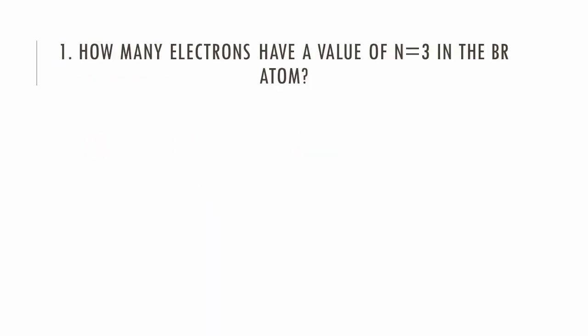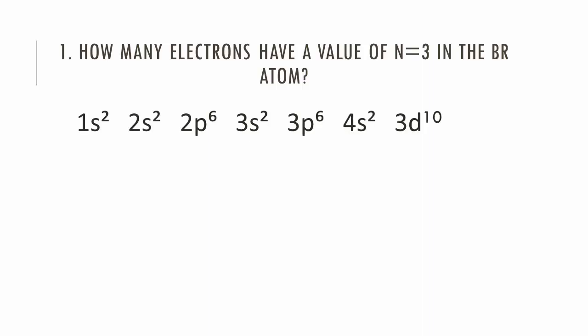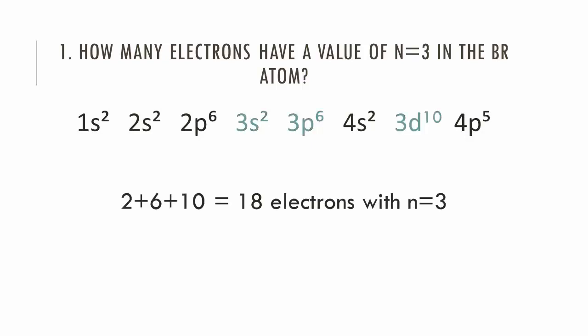To find the values of the principal quantum number, we need to find the electronic configuration of the atom: 1s2, 2s2, 2p6, 3s2, 3p6, 4s2, 3d10, 4p5. Don't forget that transition metals are special when doing electronic configuration. Remember that the first digit of each orbital in the electronic configuration is the principal quantum number, n, and the number in the exponent is the number of electrons in each orbital. So by adding the exponents of each orbital with n equals 3, we get a total of 18 electrons with a principal quantum number of n equals 3.